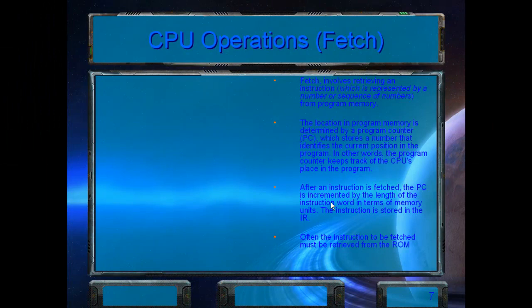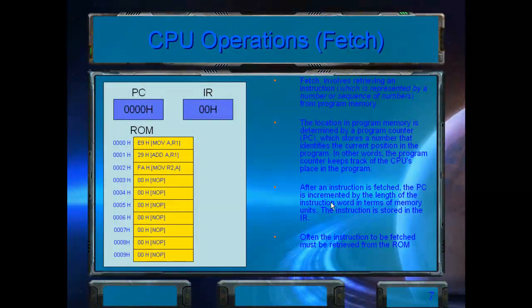After an instruction is fetched, the program counter is incremented by the length of the instruction word in terms of memory units. The instruction is then stored in the instruction register. Often the instruction to be fetched must be retrieved from the ROM. Here is an example of how instruction fetch is performed.